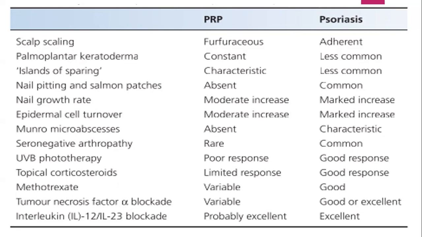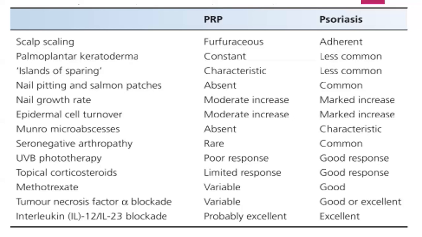The nail pitting and salmon patch in nails is absent in PRP, but present in psoriasis. Nail growth rate is moderately increased in PRP and markedly increased in psoriasis. Epidermal cell turnover, which is a main feature of psoriasis, is markedly increased in psoriasis, while in PRP it is moderately increased. Then Munro microabscesses are seen in psoriasis, not seen in PRP. Seronegative arthropathy is seen in psoriasis, and PRP is not associated with arthropathy.